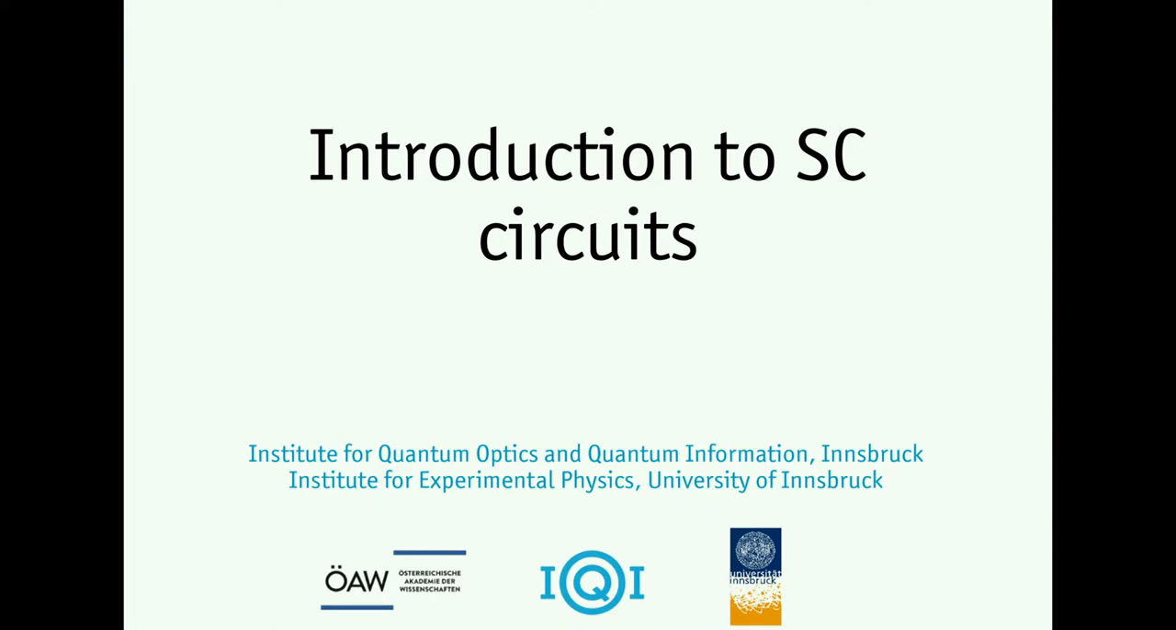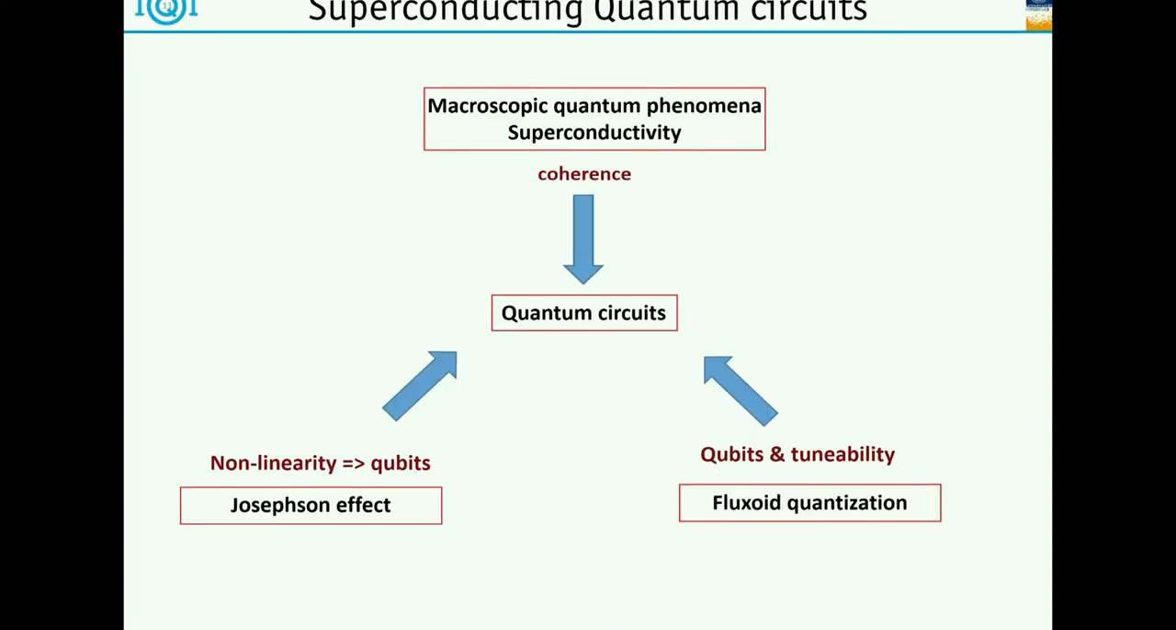OK, so now let's actually start talking about the topic of this lecture, which is superconducting circuits. Superconducting circuits, or quantum circuits, is really a combination of many things. We need this macroscopic quantum phenomenon, superconductivity, to get coherence, to build our devices. We need the Josephson effect to get nonlinearity, which will allow us to do qubits. And we need this fluxoid quantization because we want tunable qubits. It turns out I can also use this to make a variant of a different qubit. So there's a whole zoo of different superconducting qubits I can realize using the Josephson junction, capacitors, and inductances.